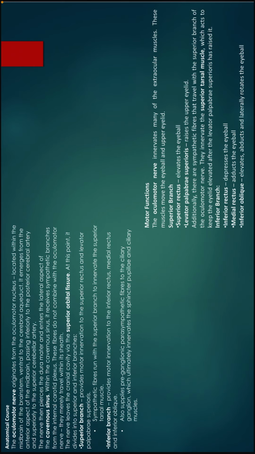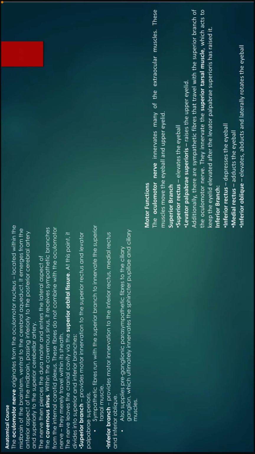So what are the functions of this nerve? Here we're going to start with the motor function. The oculomotor nerve innervates many of the extraocular muscles. The superior branch, which includes the superior rectus, levator palpebrae superioris, and some sympathetic fibers from the superior branch of the oculomotor nerve, innervates the superior tarsal muscle. The superior rectus elevates the eyeball, and the levator palpebrae superioris raises the upper eyelid.